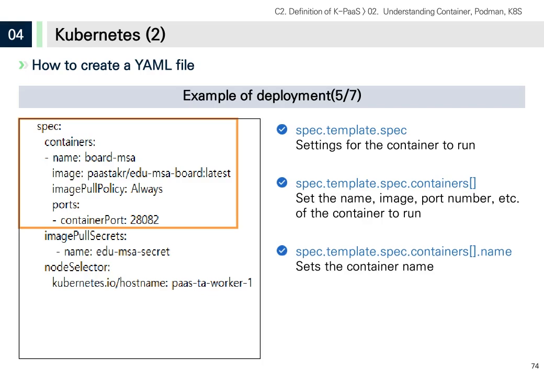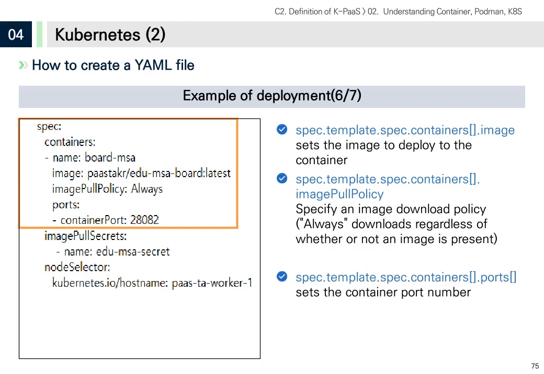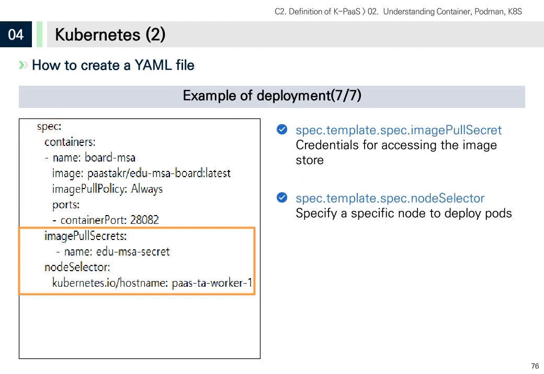Among these, the name refers to the container name. The image in container specifies the image to be deployed to the container. Image pull policy is the image download policy. You can specify a specific policy, or write Always to download regardless of whether there is an image. And port specifies the container port number. The image pull secret in the spec is the credentials to access the image store. For now, it only contains a name value. The last, node selector, is to specify a specific node to deploy the pod to.